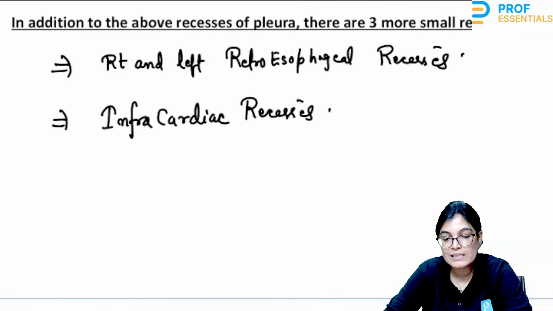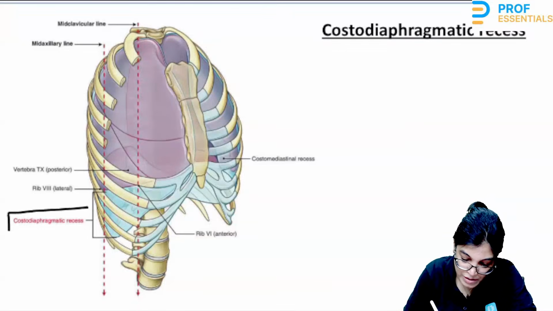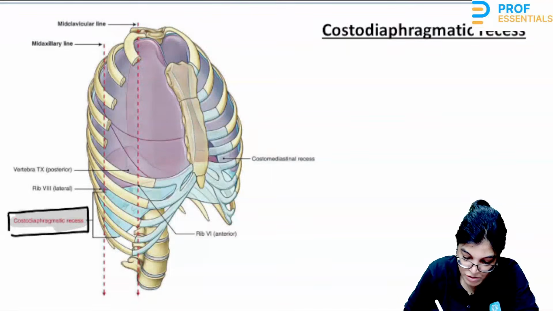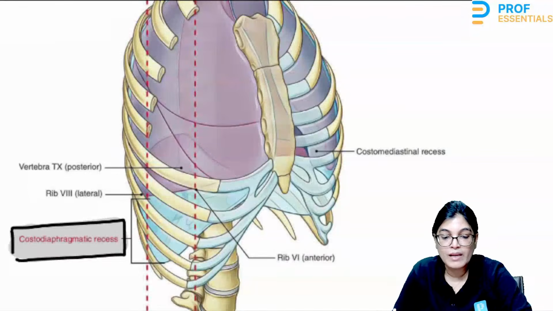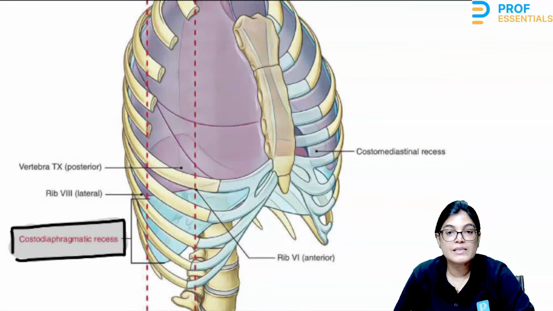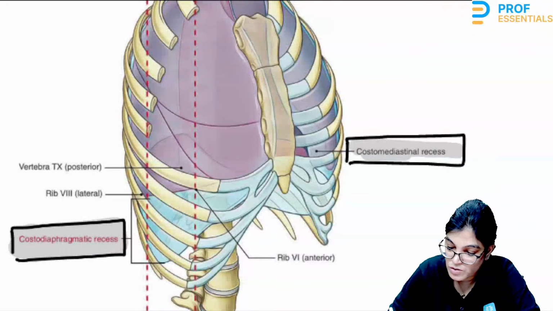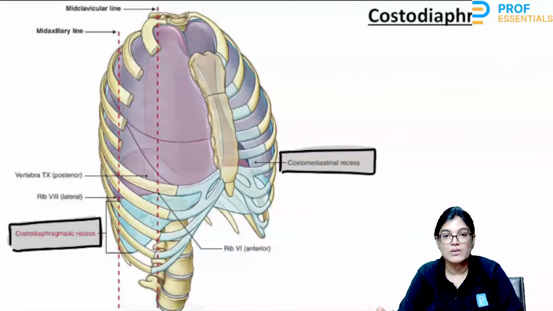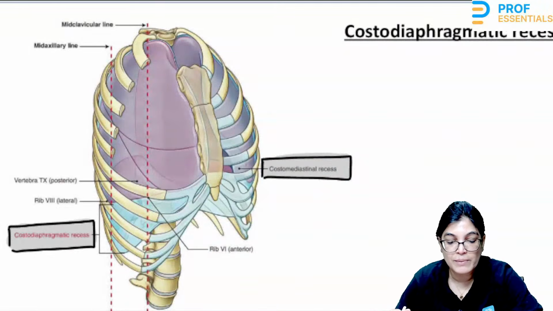The costodiaphragmatic recess is a very important recess. It is located inferiorly, between the costal and diaphragmatic pleura. So let's see the costodiaphragmatic recess in this diagram. See here, this is the costodiaphragmatic recess, the space. If you enlarge it, you can see it. In this diagram we can also see the costomediastinal recess. Two recesses are very important: the costomediastinal and the costodiaphragmatic recess.